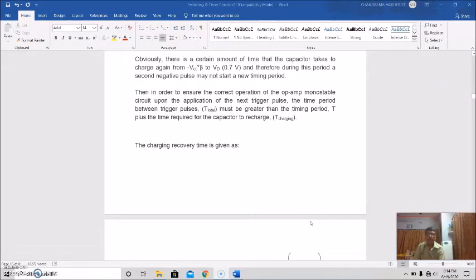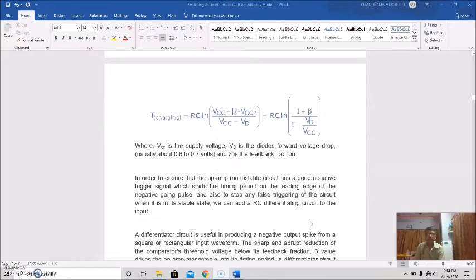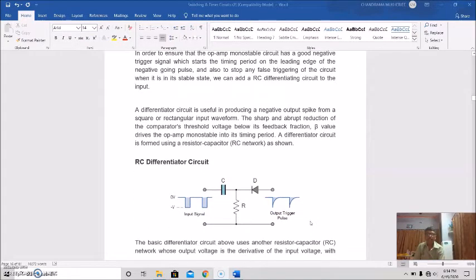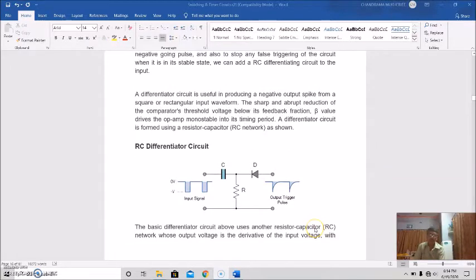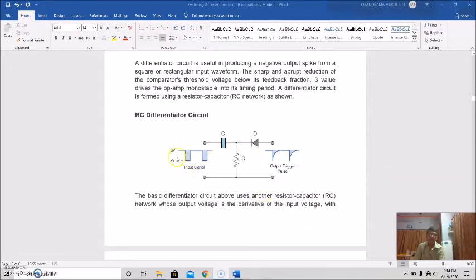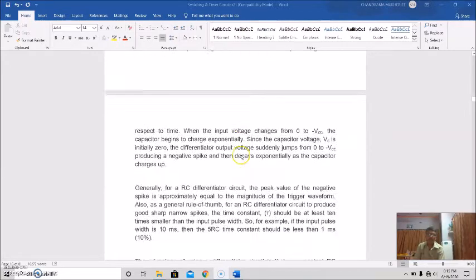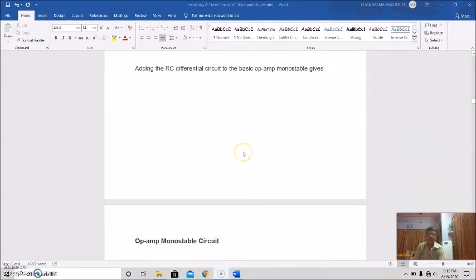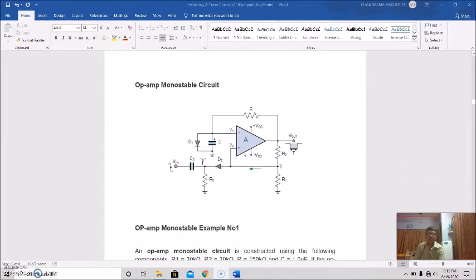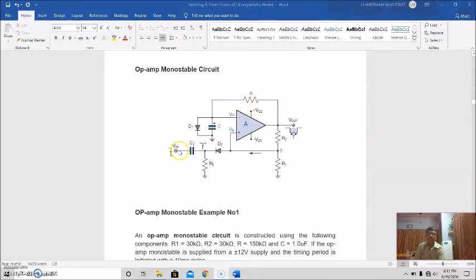Then we discussed the charging recovery time, and then the RC differentiator circuit, how it works basically. This is the input signal, and this is the output signal which will be used in the op-amp monostable multivibrator circuit. So this will be added once again, and that will give you the final monostable op-amp circuit. See, this RC differentiator circuit we have added.